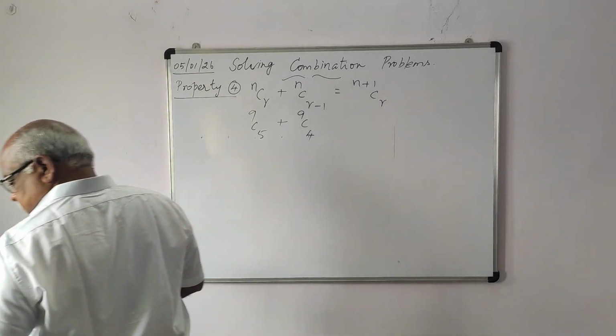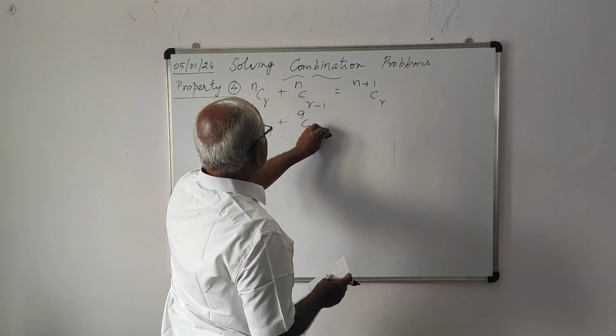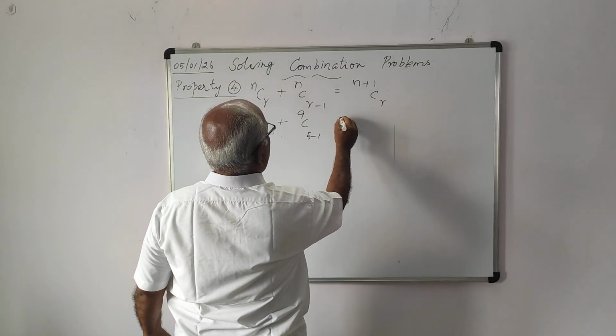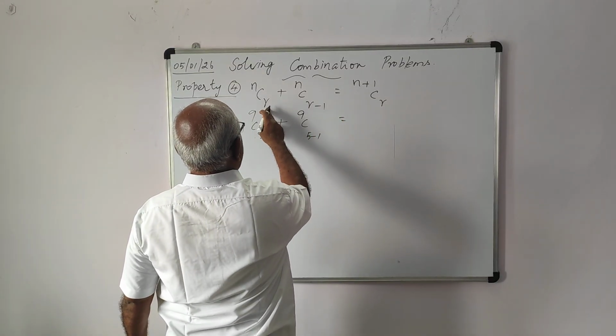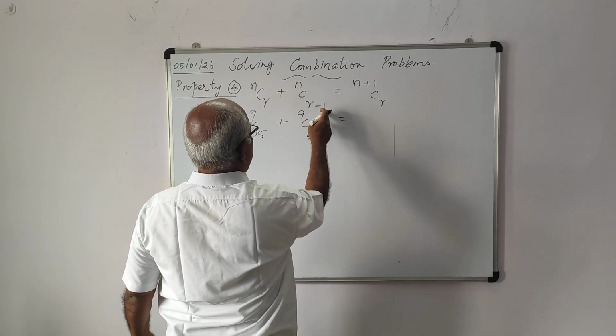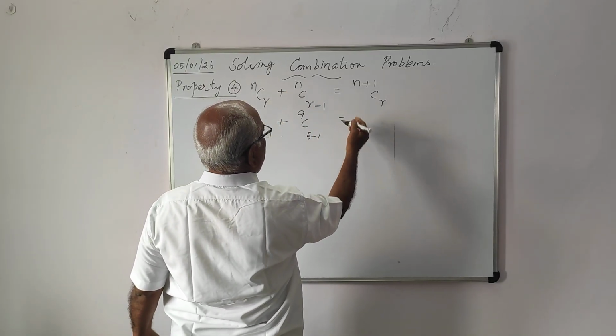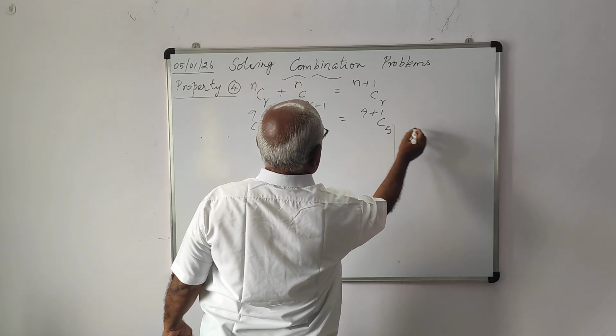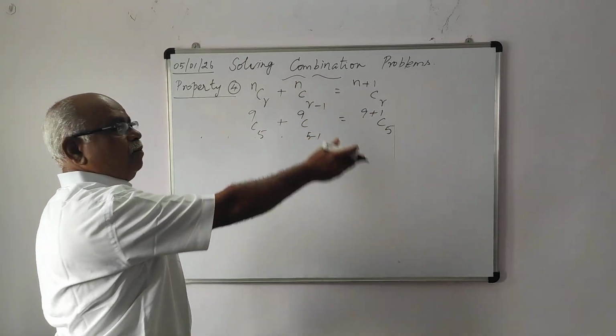9C5 minus 1 equal to 9C5. Here nCr, n is 9, r is 5. nC(r minus 1), 9C(5 minus 1), equal to (n plus 1), that is 9 plus 1, Cr, r is 5. This is the application of this property.